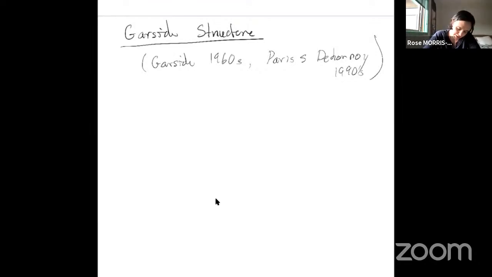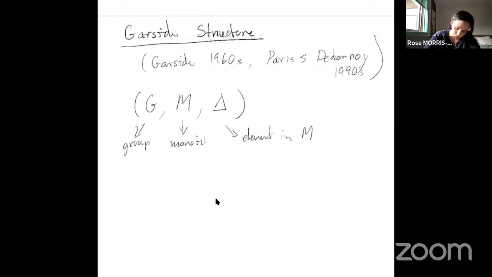It consists of three things. You have a group, and you have a monoid, and you have a special element in your monoid, which is called delta. So this is your group, and this is your monoid, and this is an element inside your monoid that has some special properties. So here are the axioms for a Garside structure.